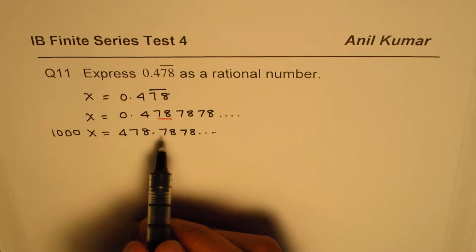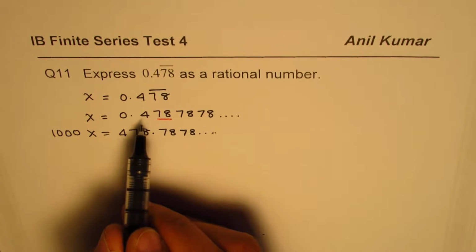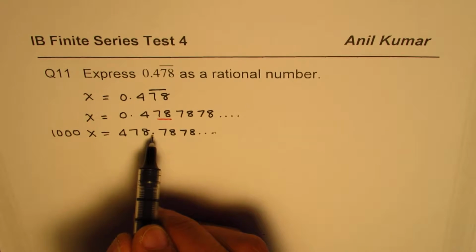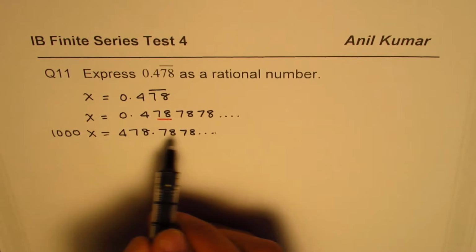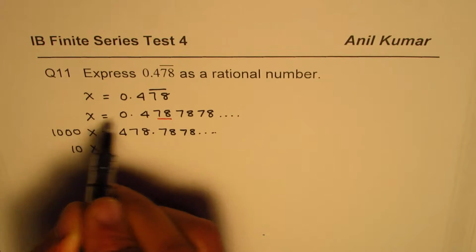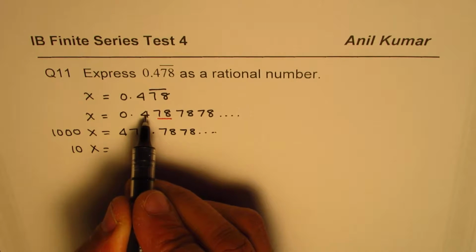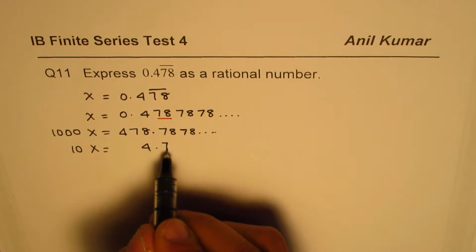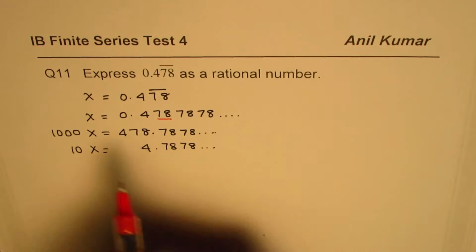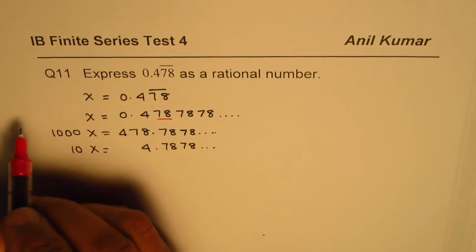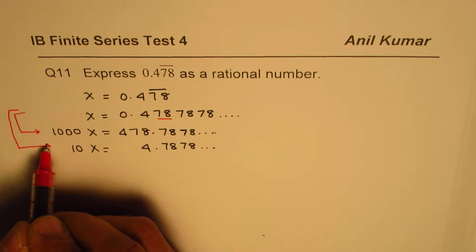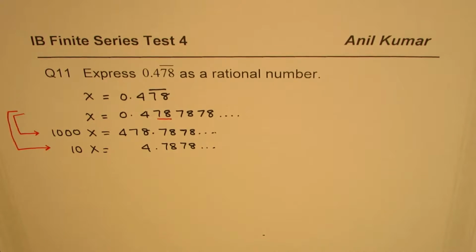Now that really doesn't help us much. We need to again multiply this by 10 so that we get another number which has only 78 recurring after the decimal. So I'm writing 10 times x. So I'm multiplying this equation by 10. In that case, I get 4.7878 recurring. Do you understand? So what we did was, we used this equation twice. Once we multiplied it by 1000 and the second time we multiplied it by 10. Do you see that? So it's the same equation.